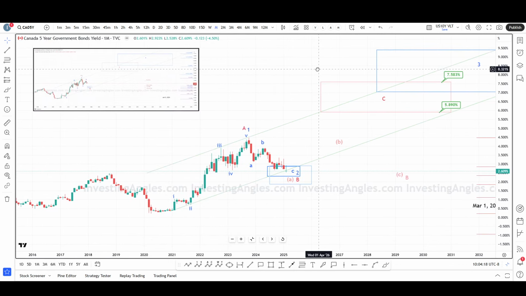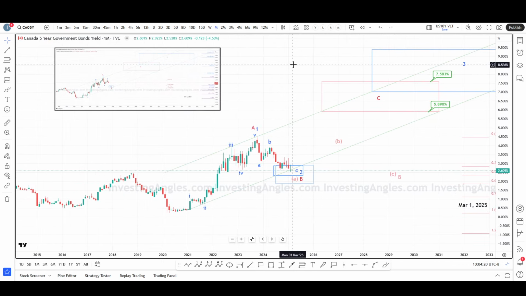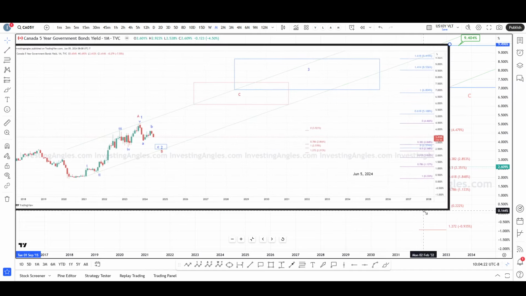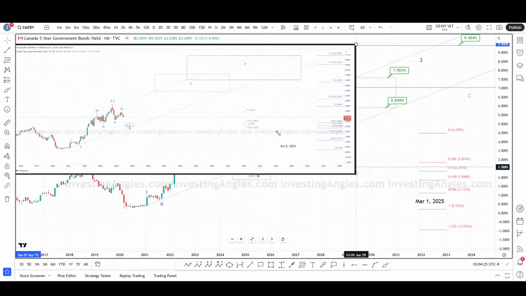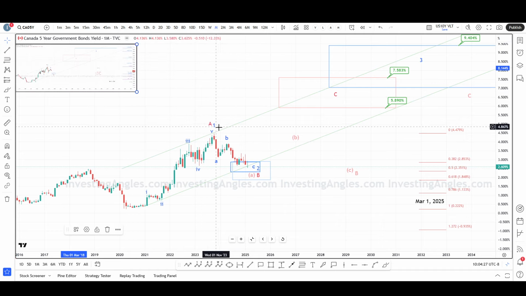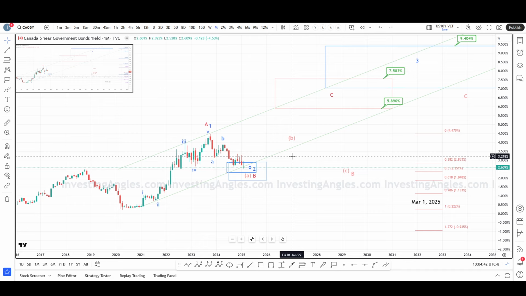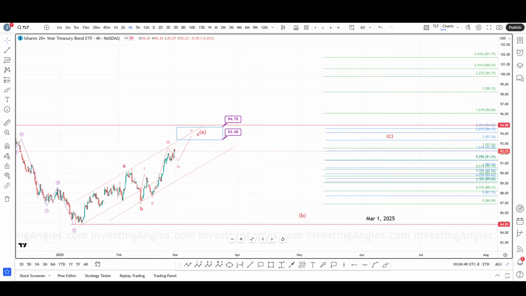And speaking about the longer term projection, this was our chart that we shared back in June 2024. So far, it has been followed, and we are expecting rates to find some support here at the most typical Fibonacci levels for wave B or 2. Well, that's the target for now. The chart remains unchanged. And now let's move on to TLT.